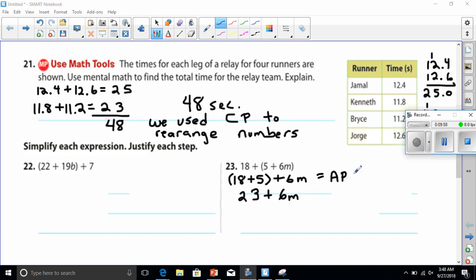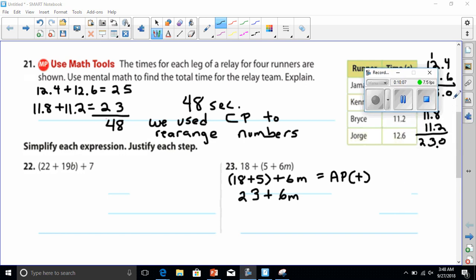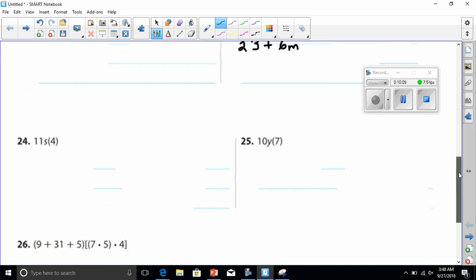I could say that this is associative property of addition, since all we were doing was adding here. So that's as far as we could go with number 23. Let's go to number 25 now.